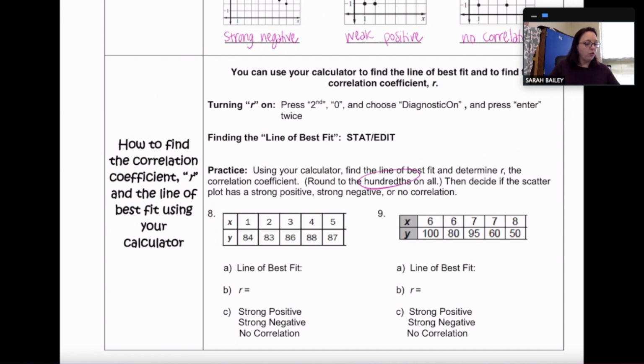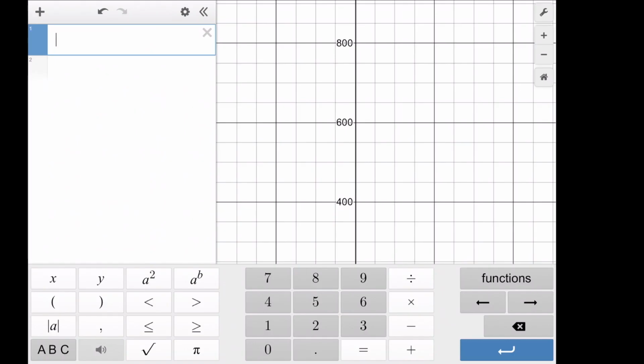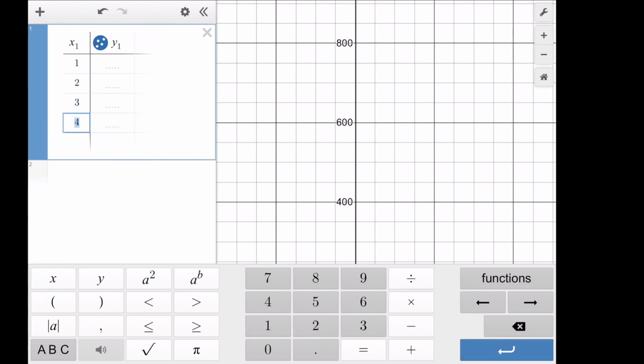So first thing that you're going to do is pull up Desmos, and we're going to do number 8. You're going to enter in that information in the table just like we were doing yesterday. So I'm going to hit the plus sign and then table. And I'm going to enter in my X values first, which notice they're going across horizontally. So 1, 2, 3, 4, and 5. And then my Y values are 84, 83, 86, 88, and 87.